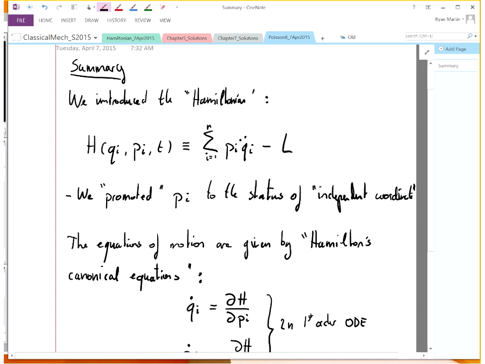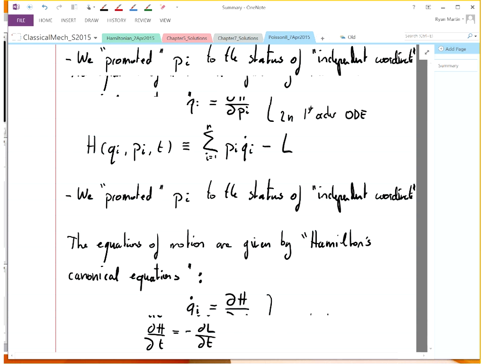We found that the Jacobi integral was a constant if the Lagrangian didn't depend explicitly on time. And then furthermore, we found that that constant was equal to the total energy if the Lagrangian, the kinetic energy, was quadratic in the velocities and the potential energy didn't depend on the velocities.